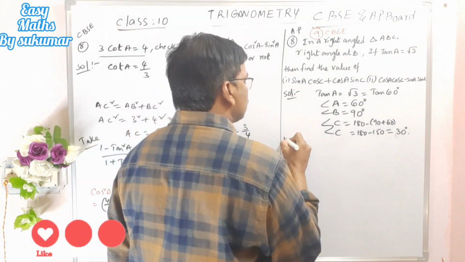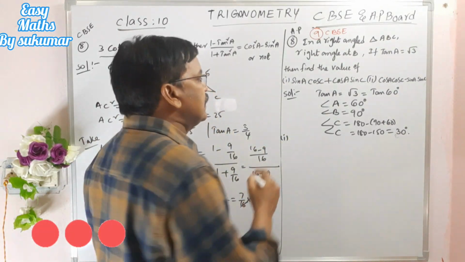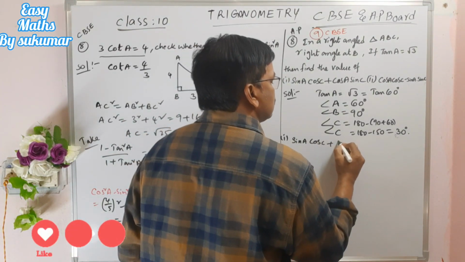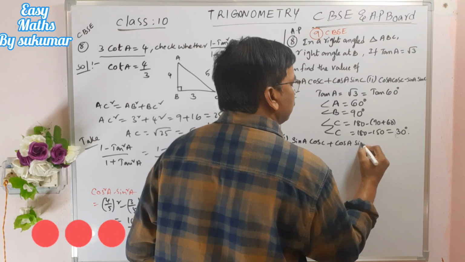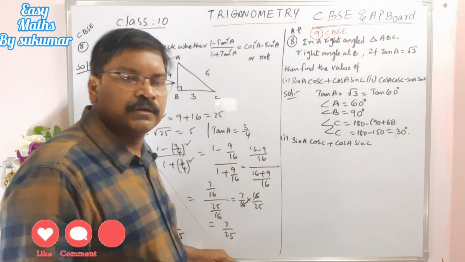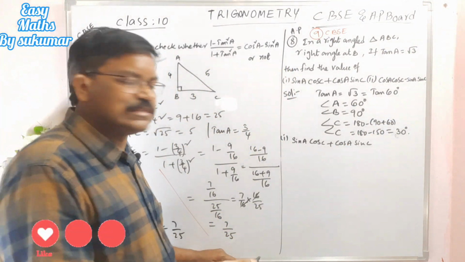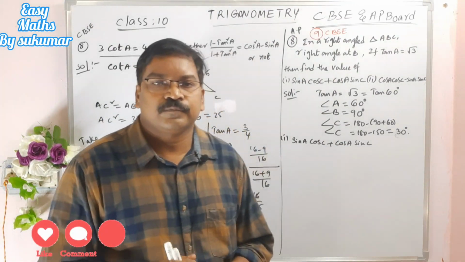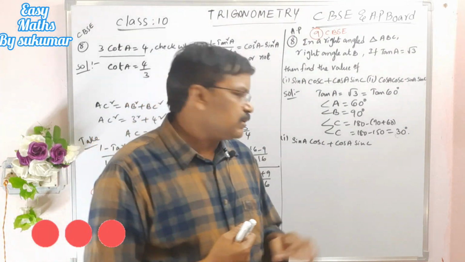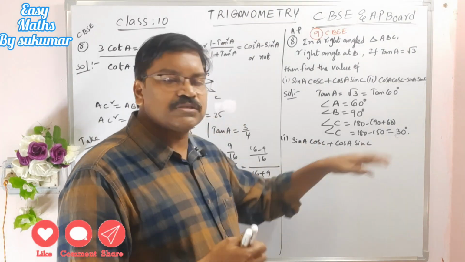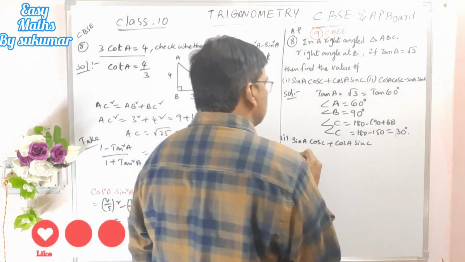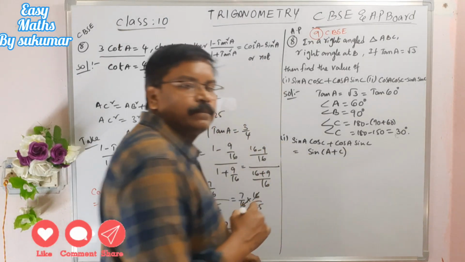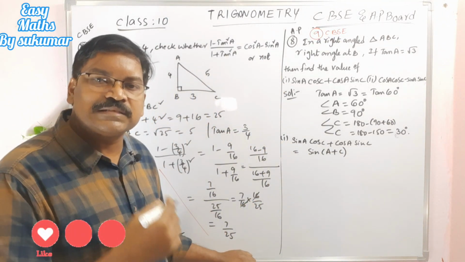Okay, my dear students, let us take the first one here now. What is the first one? Sin A cos C plus cos A sin C. Actually, we have an identity. What is that? Sin A cos C plus cos A sin C. This value is equal to sin of A plus C.